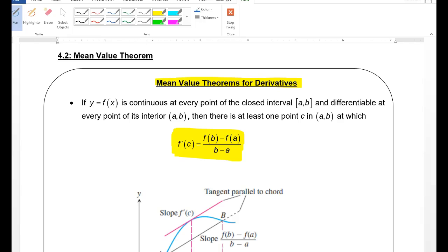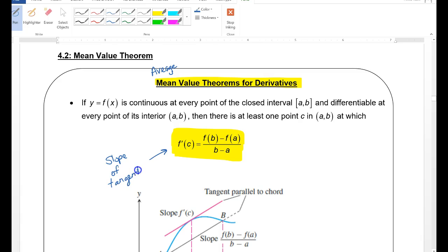Mean. Average. Okay, so this is, oops, there's an A in there. So average value, mean value theorem for derivatives. The derivative represents what? The slope. Slope of tangent.